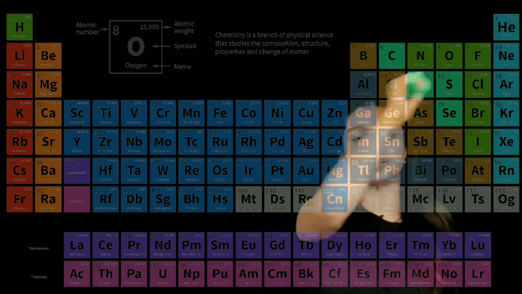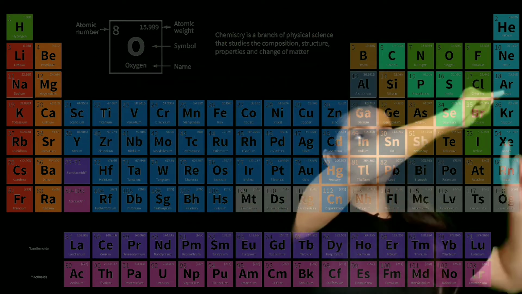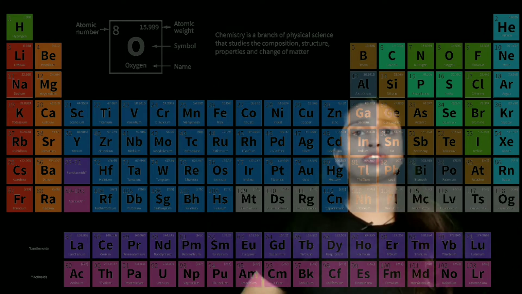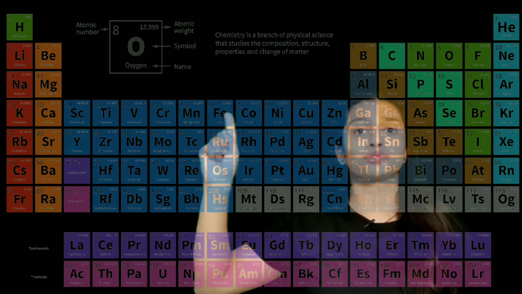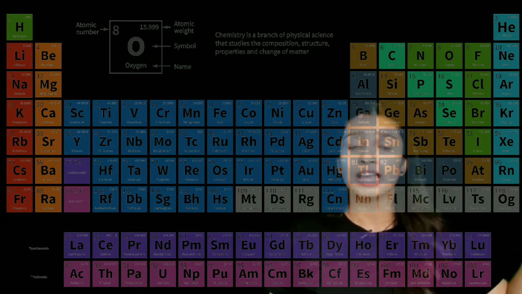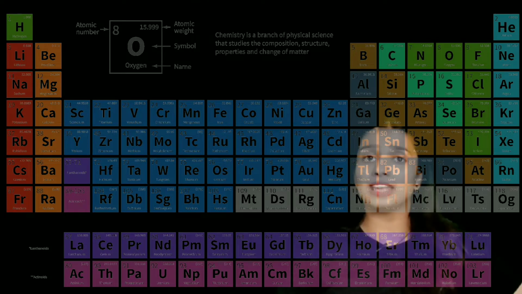Now let's talk about the trend along the period. When we are moving from lithium to beryllium in a period, we can see that the electronic configuration of lithium is 1s2, 2s1 and beryllium 1s2, 2s2. In this case, in beryllium we have a fully filled s.